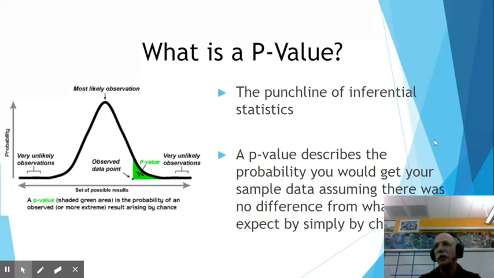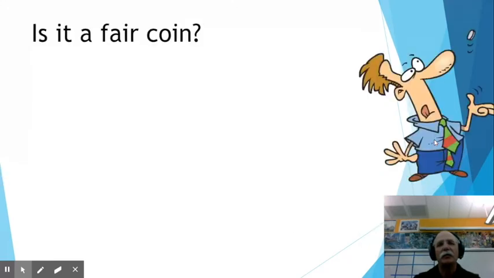But what a p-value does, it describes the probability that you would get the sample data that you collected if there really was no difference in the population that you drew it from, right? Or if nothing's going on, or there's no relationship between X and Y, or what you were observing is no different than what you'd expect, right? So here's a simpler and more concrete way to think about that.